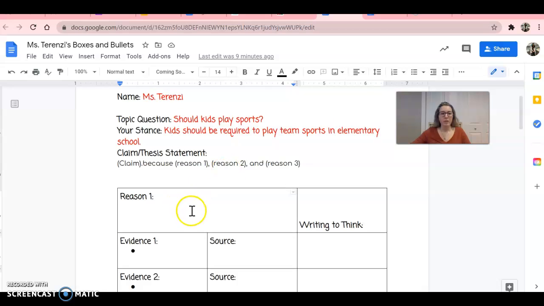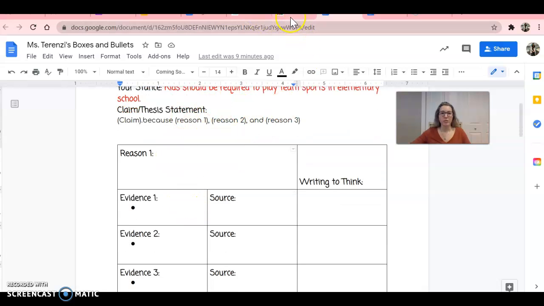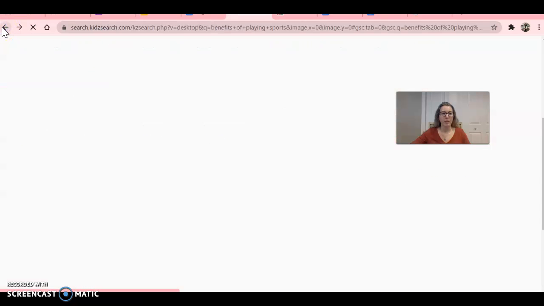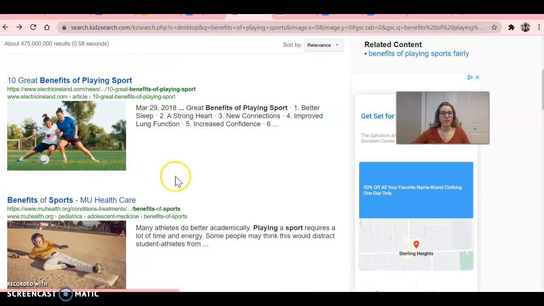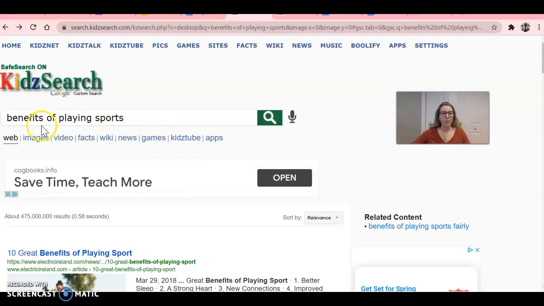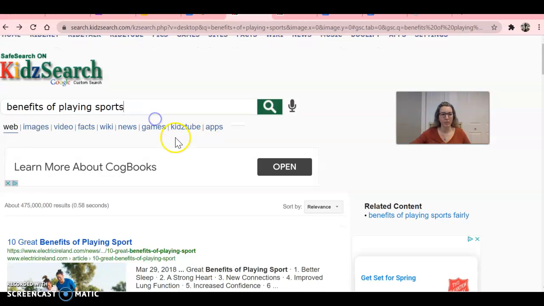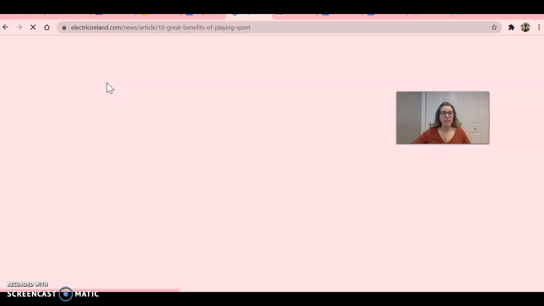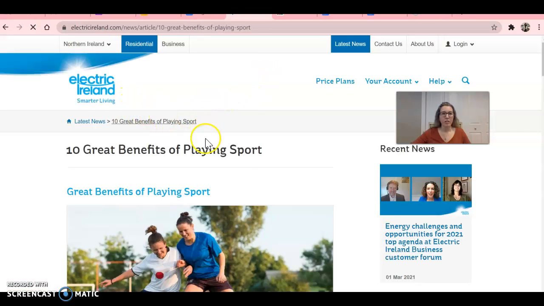So what I'm going to do is I'm going to research some reasons using the, let me see, I've already opened up. So using the Kids Safe Search, I am going to be searching the benefits of playing sports. Remember, this is one of the search term suggestions I gave you. So I'm already seeing some articles that I think are going to agree with me, and I see that this was written in 2018, so that's pretty recent. Now, let's see.